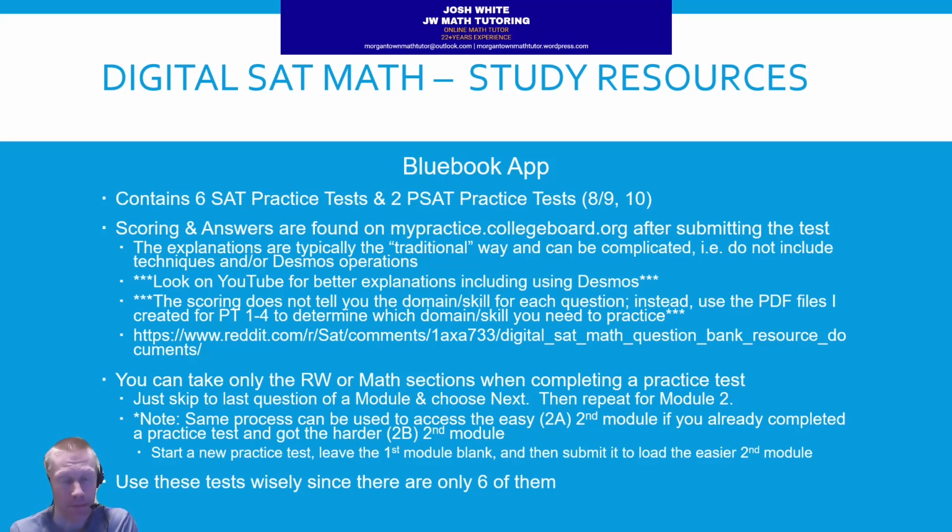Now, if you wanted the opposite, let's say you did get the harder second module, but now you want to access the easier second module questions. Well, that one's actually much quicker. All you have to do is start a new practice test, go to module 1, and just jump to the end, leave everything blank, and hit next. And then that will dump you into the easier second module, the 2A module, because all the questions you're skipping, it's grading them all as wrong. Okay, so that's how you can get the easy questions if you completed the practice test and got the hard module, or the opposite: get the hard questions if you completed the practice test and got the easy module.